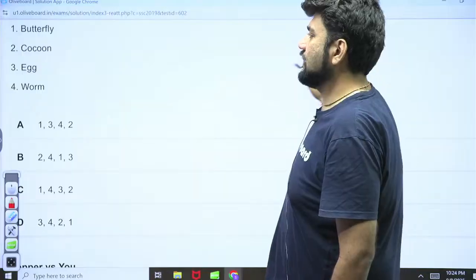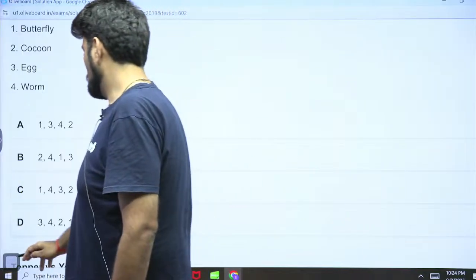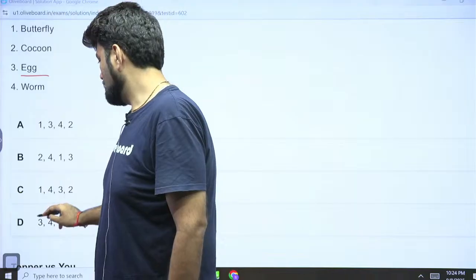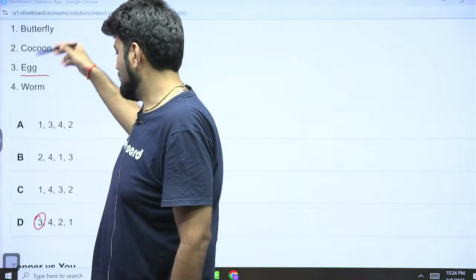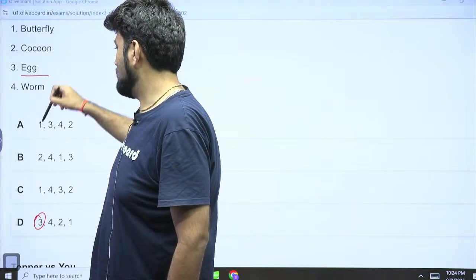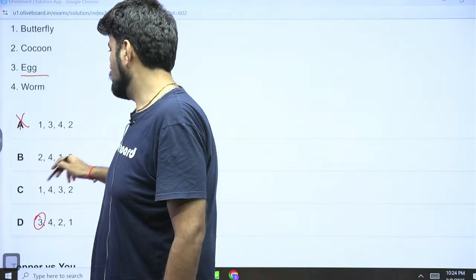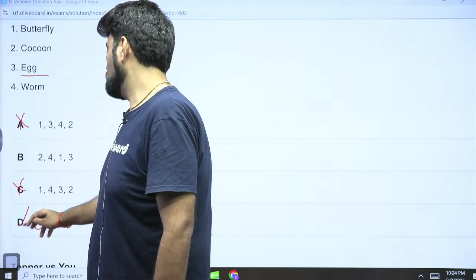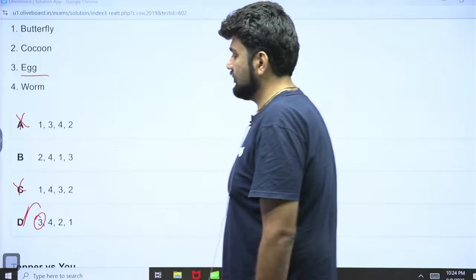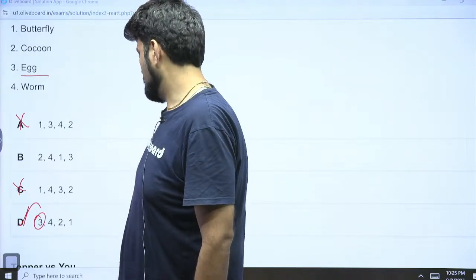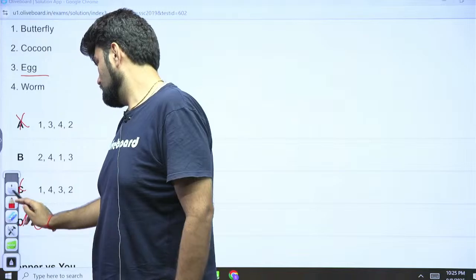Meaningful sequence. Butterfly, cocoon, egg, worm. Okay, look at the options. Firstly, you'll have the egg only, no? It's only coming here. Okay, what is the maximum? Maximum is butterfly. Okay, just check this one. Butterfly, egg. No. Butterfly, worm, egg, cocoon. No. So this is the only correct answer, I think. Because they're starting with an egg, then they are going to the worm phase, then they are going to the cocoon phase, and then the butterfly phase. So option D is the right answer.